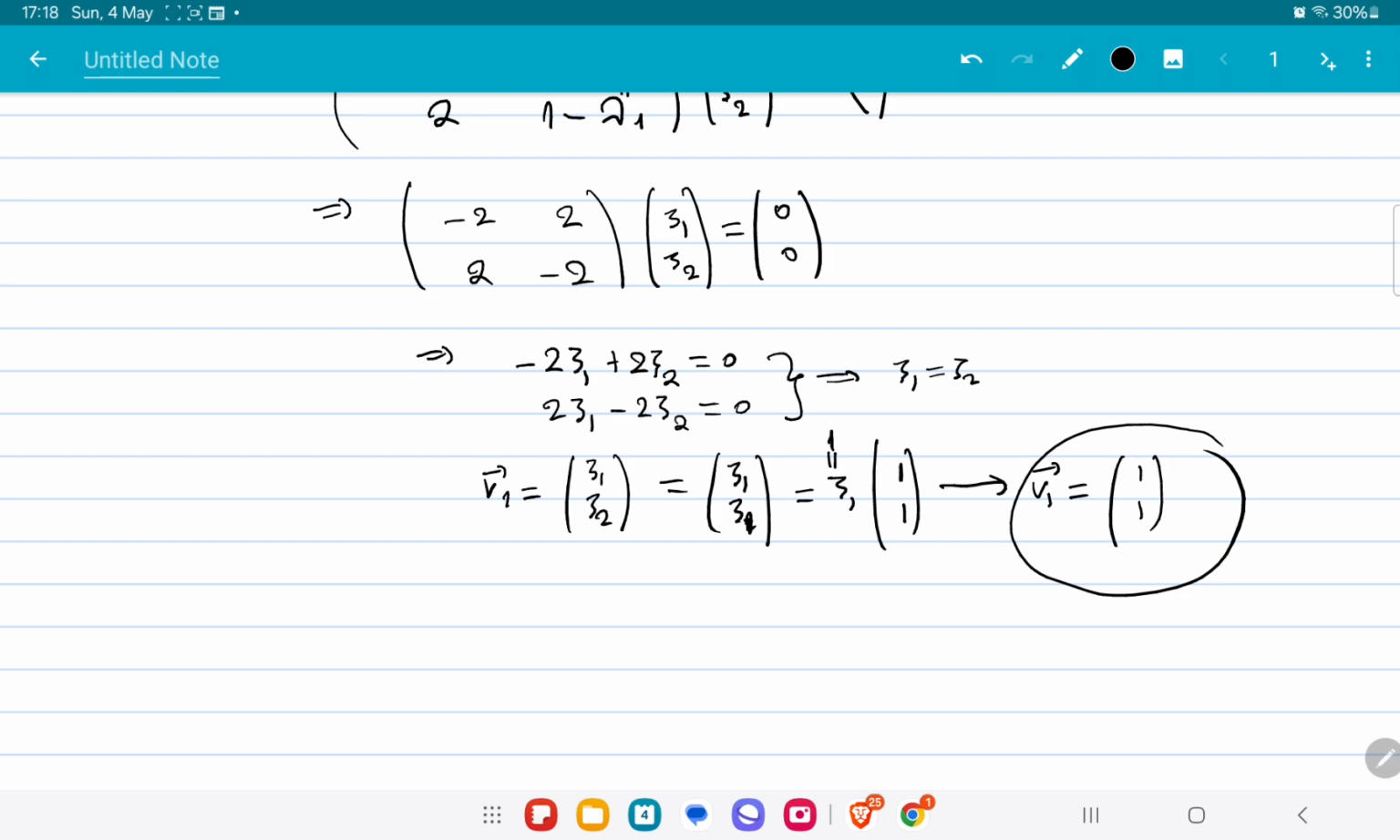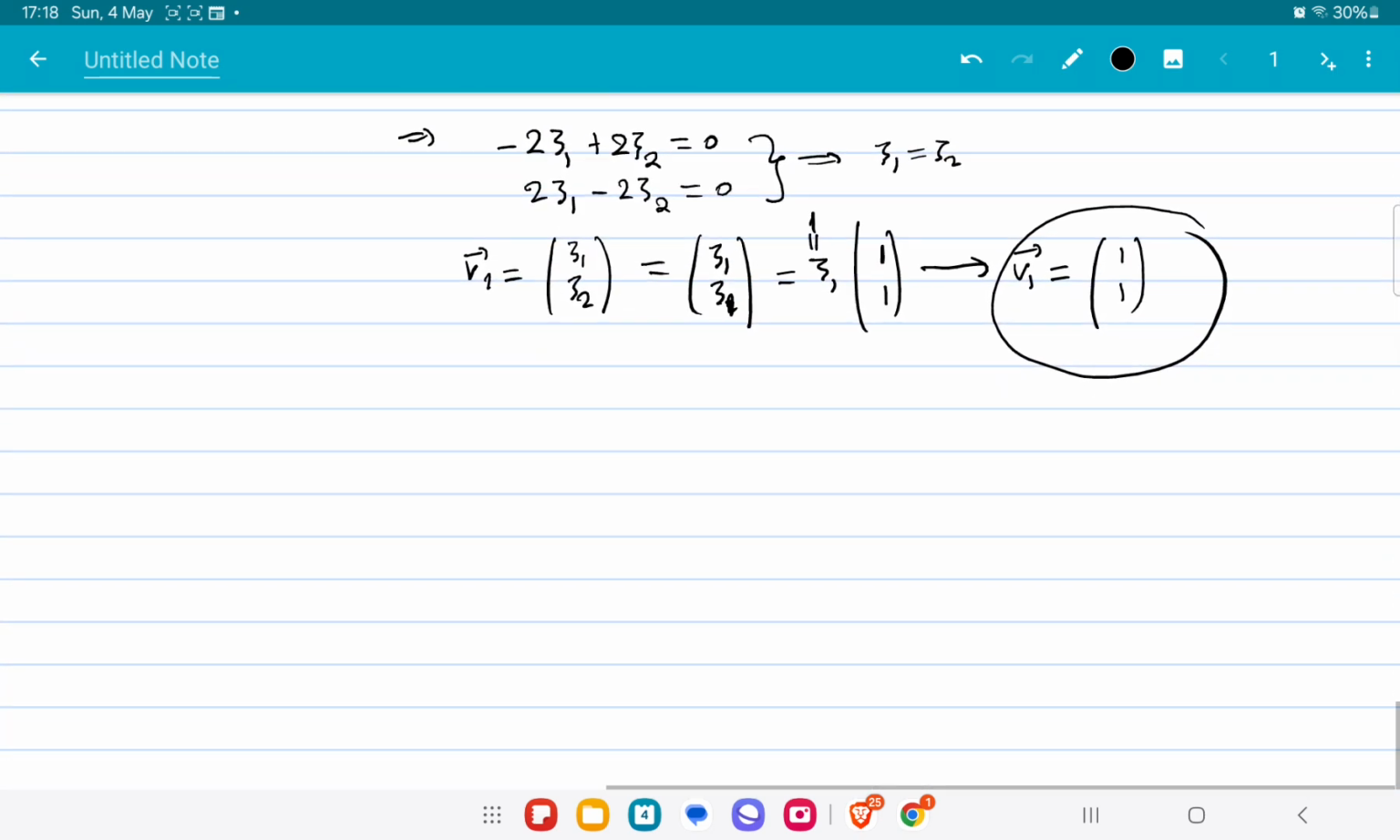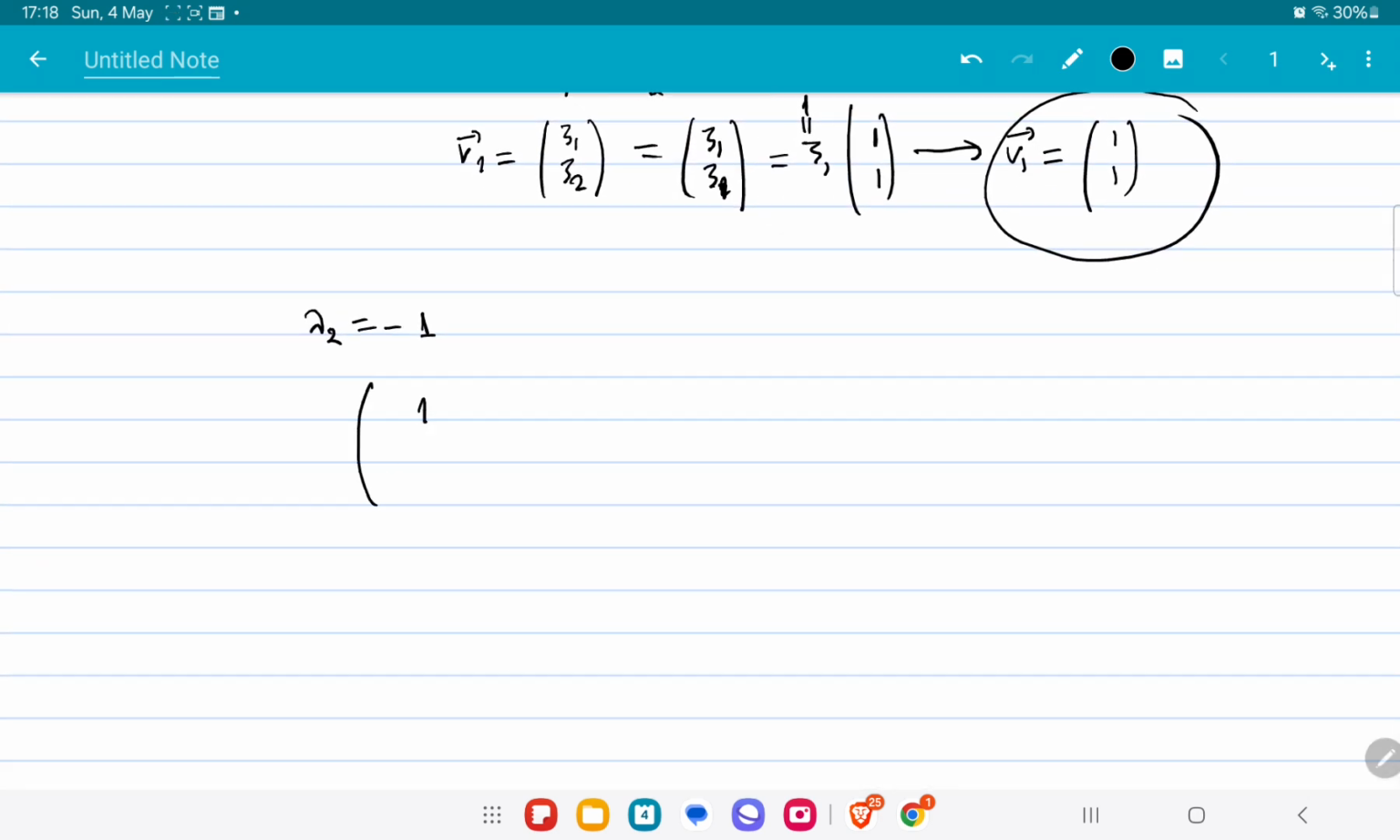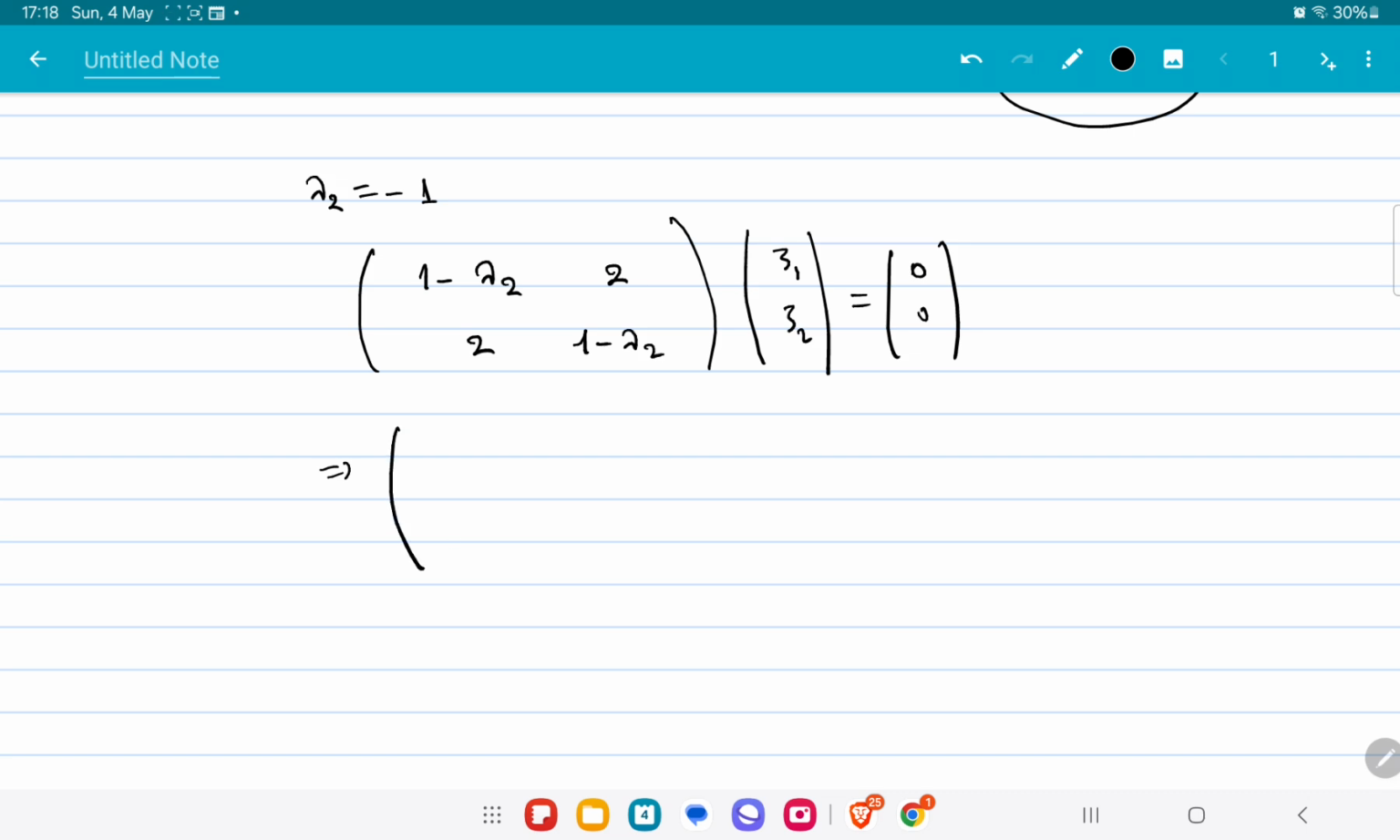And now I have to find the eigenvector which corresponds to the eigenvalue lambda 2 equals minus 1. The first row is 1 minus lambda 2, 2, and the second row is 2, 1 minus lambda 2, times xi 1, xi 2 equals 0, 0. What we care about is the diagonal of this matrix: 1 minus minus 1 is going to be 2. The first row is 2, 2, and the second row consists of 2 and 2, times xi 1, xi 2 equals 0, 0.